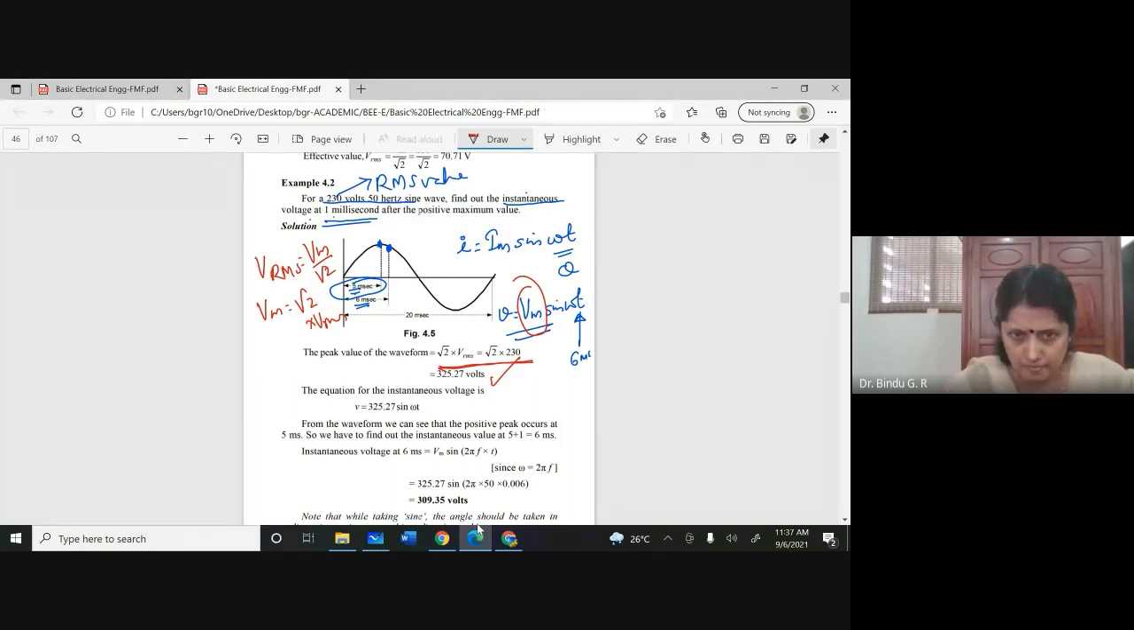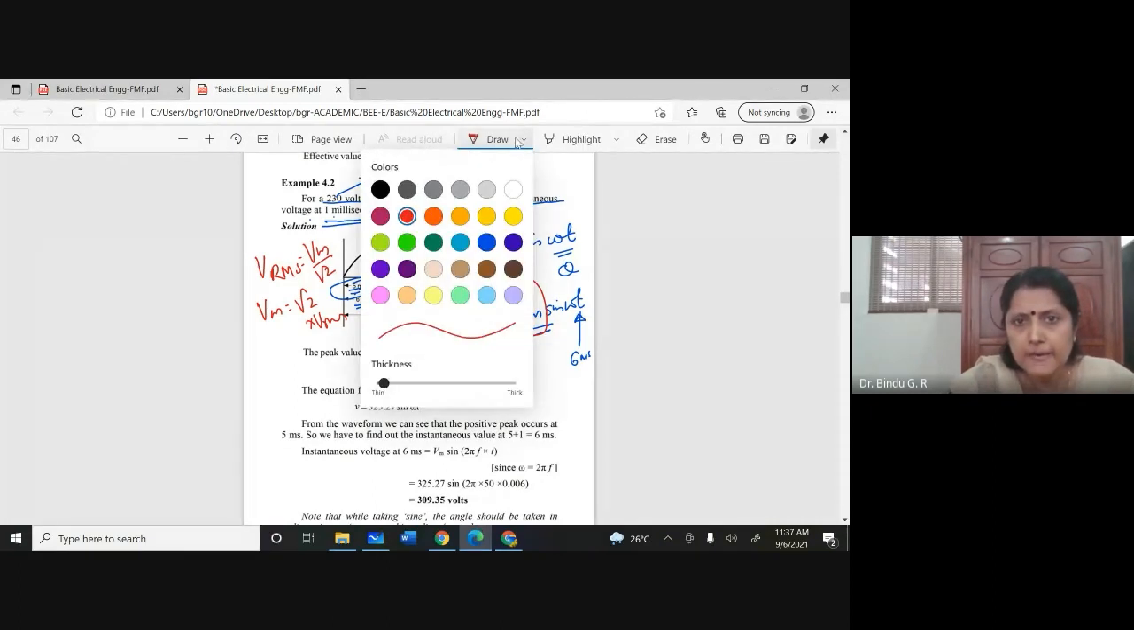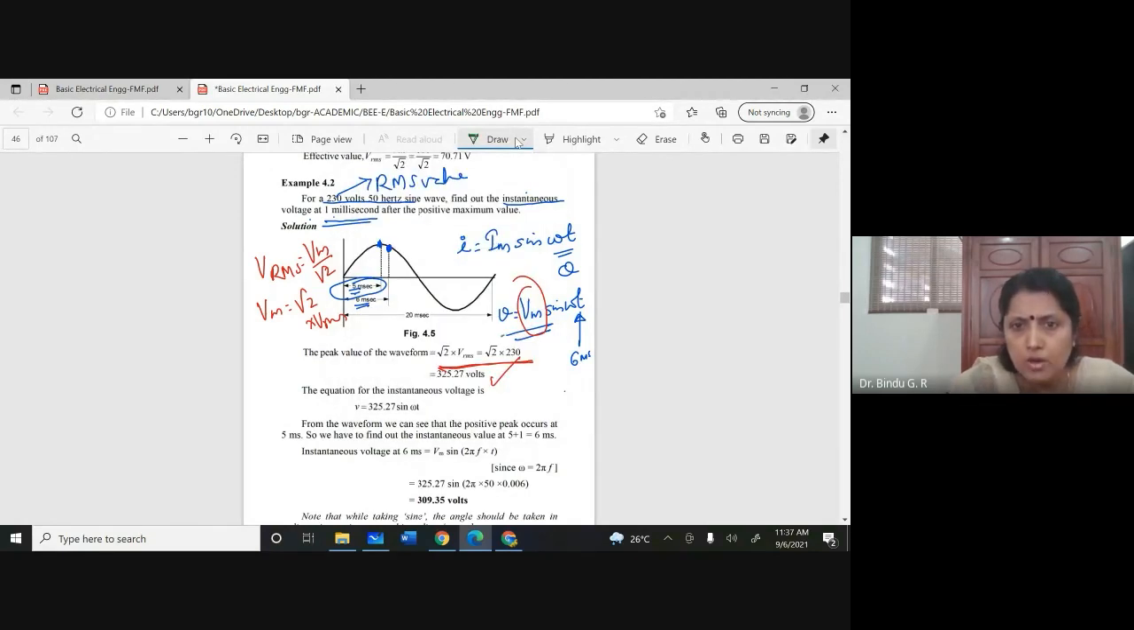Okay, now write: the instantaneous value of voltage can be represented by small v is equal to Vm sin omega t, for a sinusoidal waveform. In the given problem, hence, small v is equal to 325.27 sin omega t.